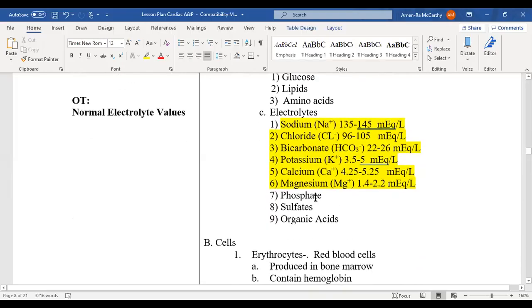Then what's very important are the electrolytes. Make sure you guys know these electrolytes. Sodium is 135 to 145 milliequivalents per liter. Chloride, 96 to 105 milliequivalents per liter. Bicarb, 22 to 26 milliequivalents per liter. Potassium, 3.5 to 5 milliequivalents per liter. Calcium, 4.25 to 5.25 milliequivalents per liter. And magnesium, 1.4 to 2.2 milliequivalents per liter.